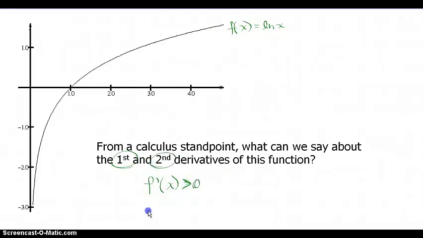Let's look at the second derivative. What's true about the second derivative of the parent function? Notice that this function, natural log, is always concave down. So the second derivative is always negative.